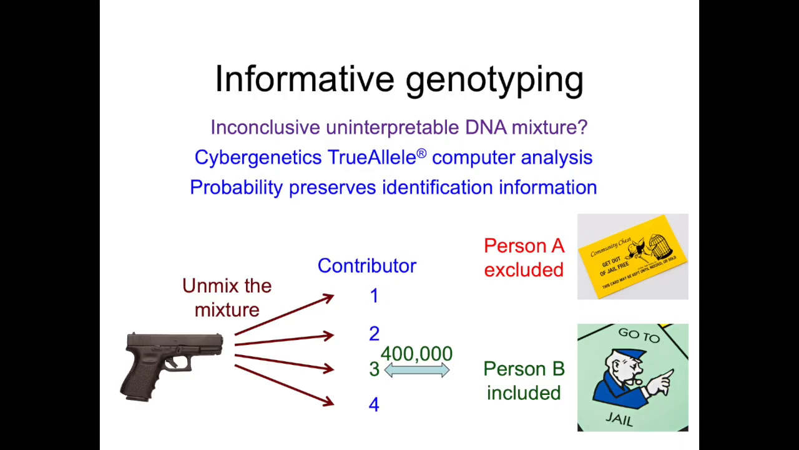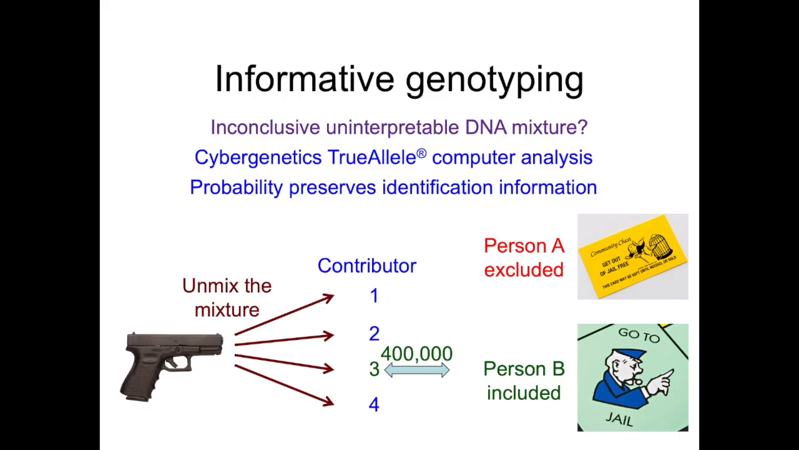And what is Cybergenetics TrueAllele computer analysis? The key idea is that you use probability as a way to preserve identification information. And I invented this over 25 years ago. It's best described non-mathematically as an example. This is from a case.